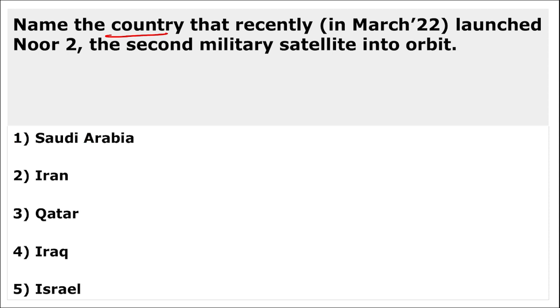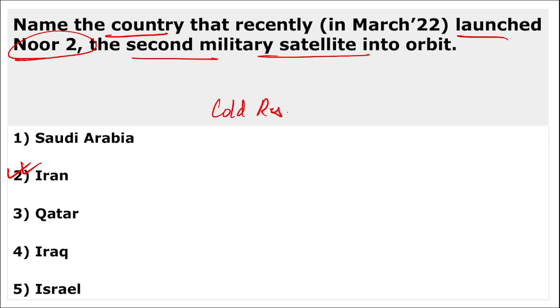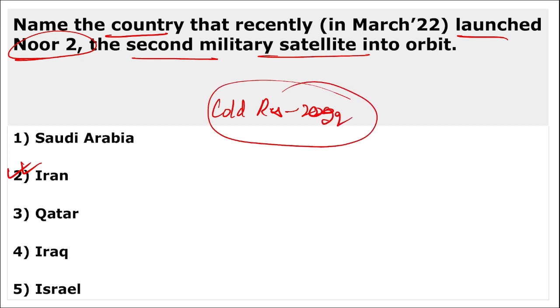Next, name the country that launched the Noor-2, the second military satellite, into orbit. Noor-2 was launched by Iran. Remember this. Apart from this, if I ask you, recently a NATO military exercise by the name Cold Response 2022 was held where? This Cold Response 2022, that is a military exercise of NATO, was held in Norway.